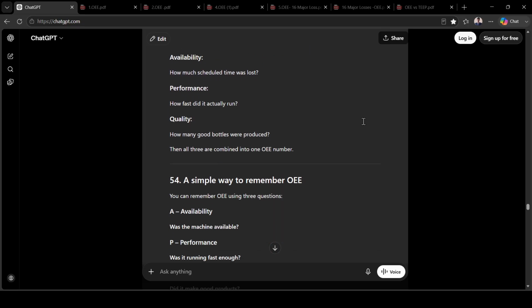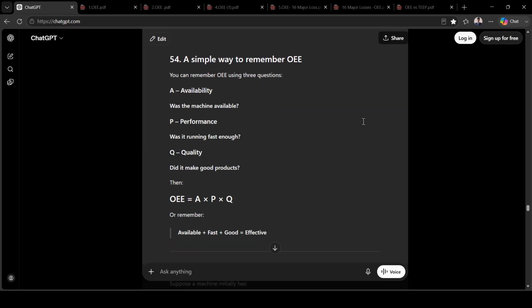A simple way to remember OE. You can remember OE using three questions. Availability, was the machine available? Performance, was it running fast enough? Quality, did it make good products? Then OE equals availability times performance times quality. I remember: available plus fast plus good equals effective.